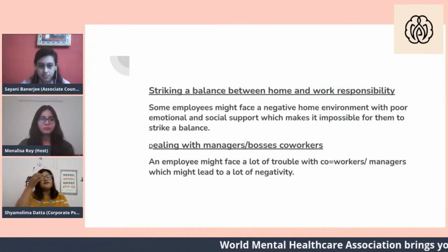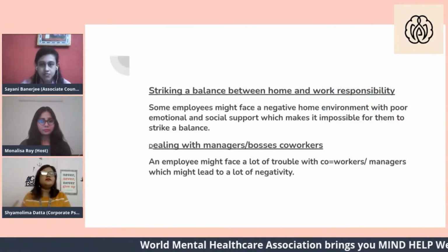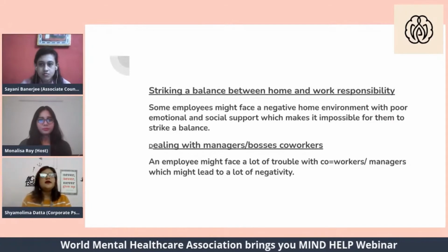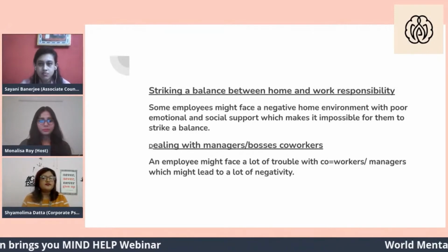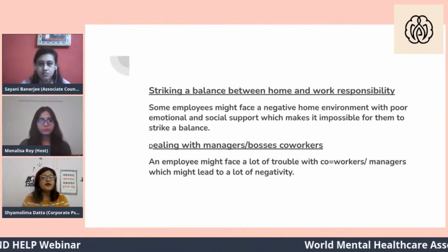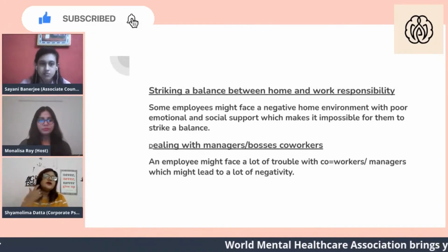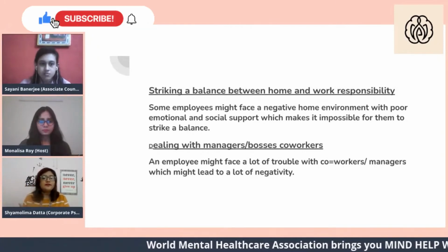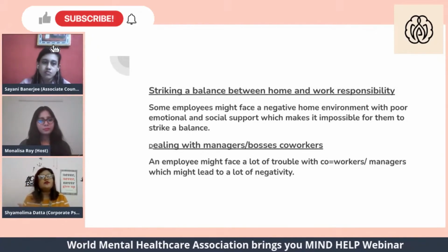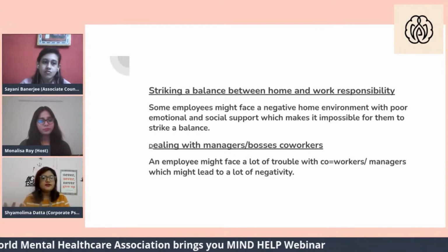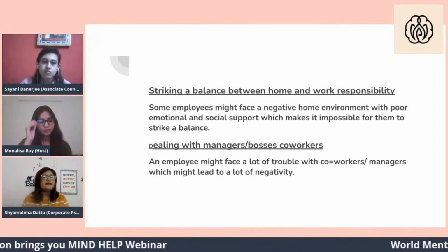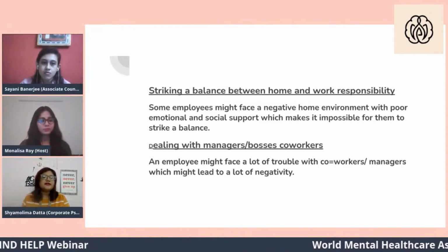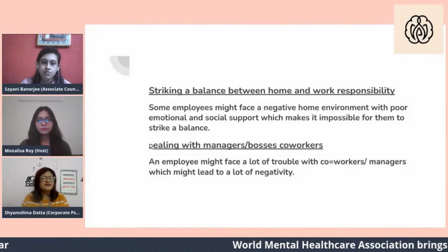Then of course, striking a balance between home and work responsibility is another thing. When there is a lack of balance between home and work, that also causes a lot of stress. If the employee already has a negative home environment, and the work environment is also not very conducive for them, it makes them unable to maintain a balance between home and work. So that can lead to stress.